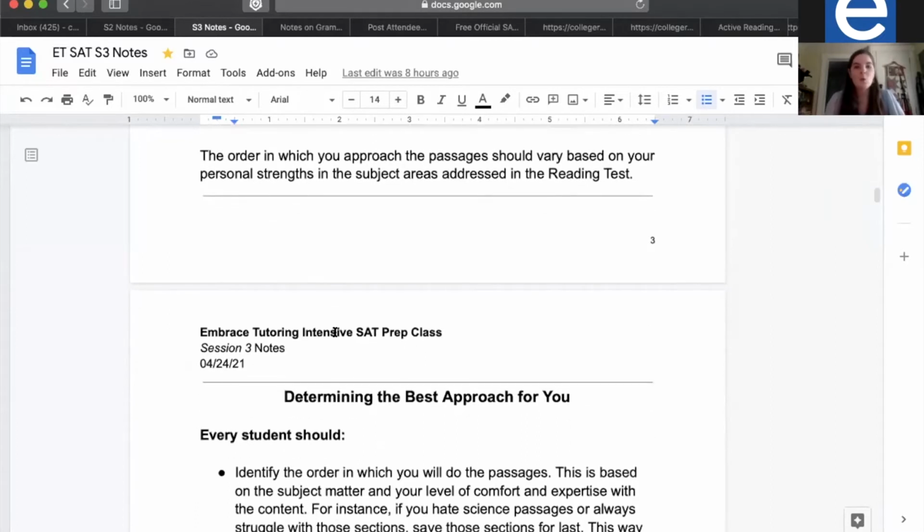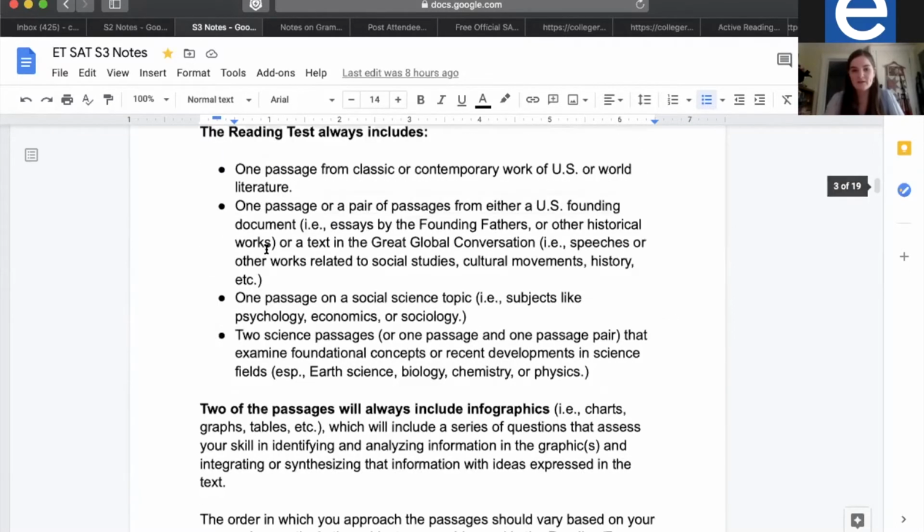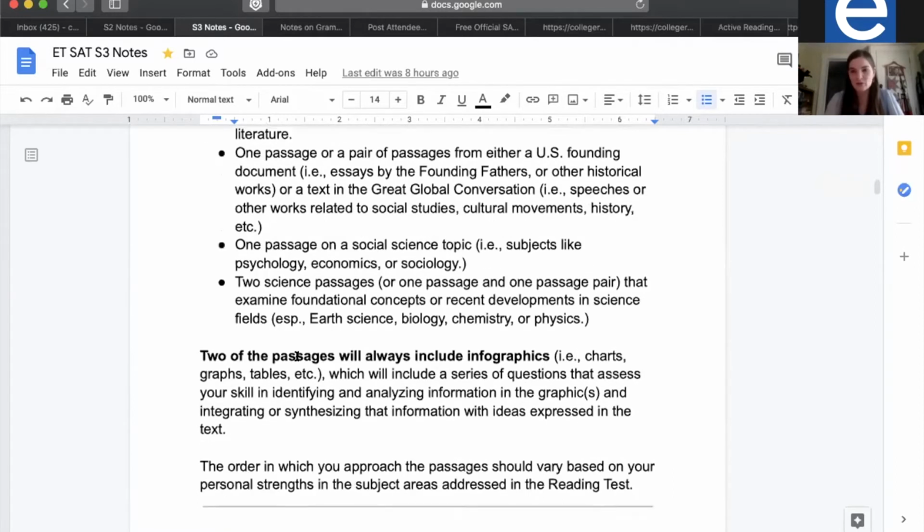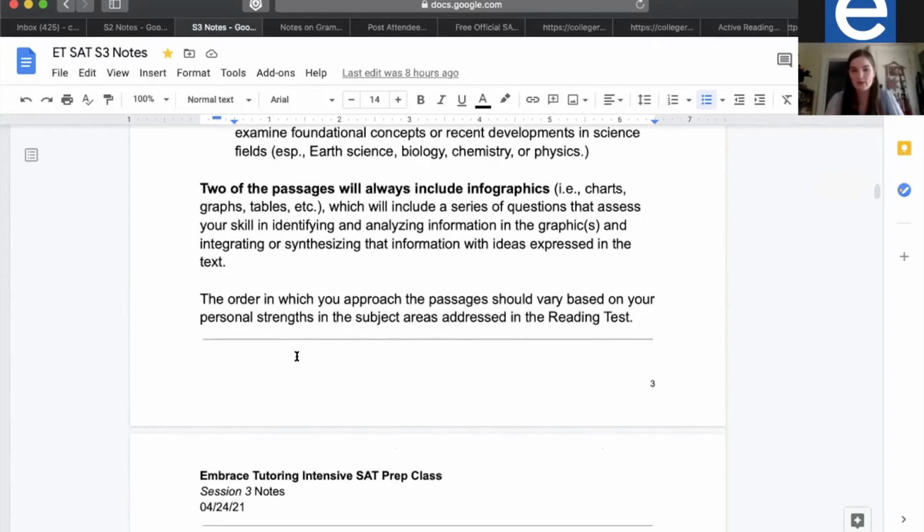Okay, so the order in which you approach, the reason why I'm kind of going over this is because we're going to talk about what approach best works for you. There's a reason for all of that preface I was just going through. The order in which you approach the passages should vary based on your personal strengths in the subject areas addressed in the reading test. Those subject areas, again, are the different types of passages, the subject matter that's covered, okay?